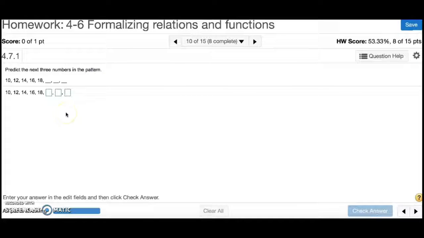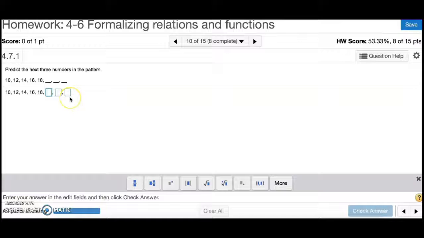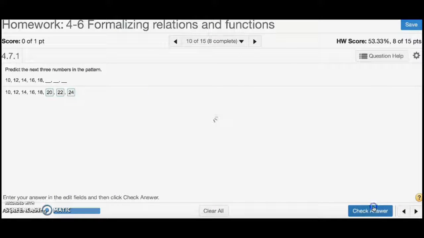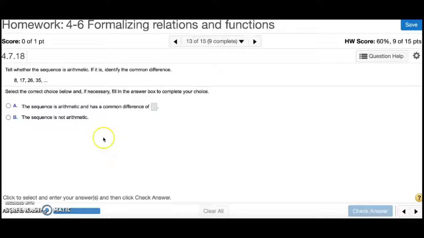10. Predict the next 3 numbers in the pattern. We notice that these are increasing by 2 each time, so we add 2 to get the next 3. So 18 plus 2 is 20. 20 plus 2 is 22. 22 plus 2 is 24. And that's number 10.